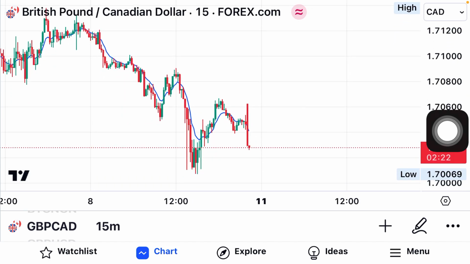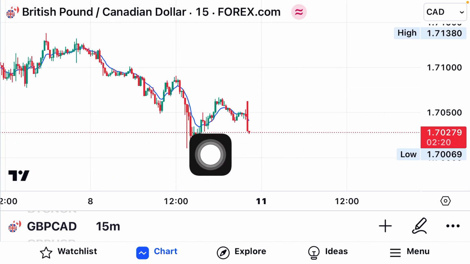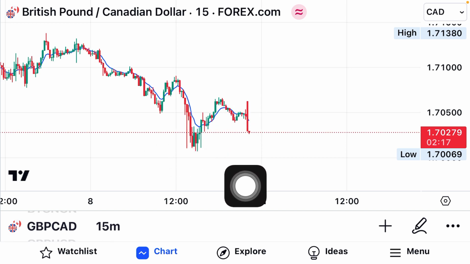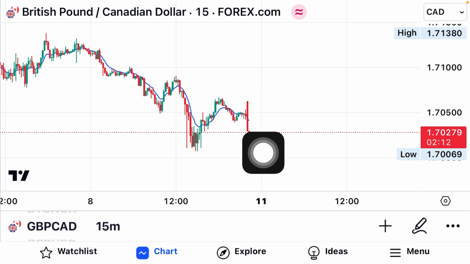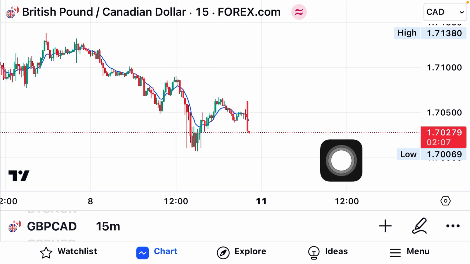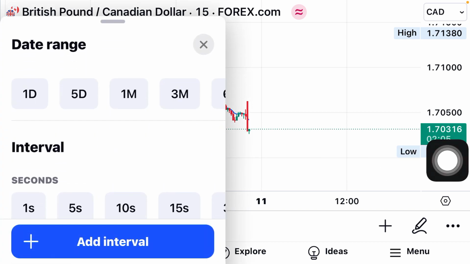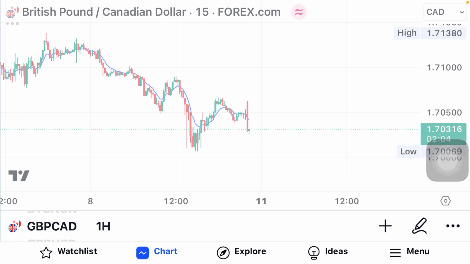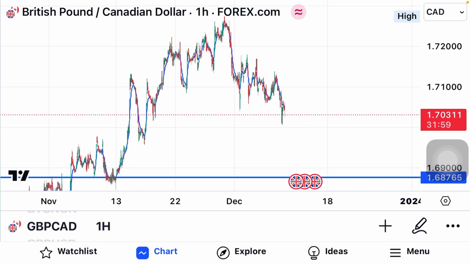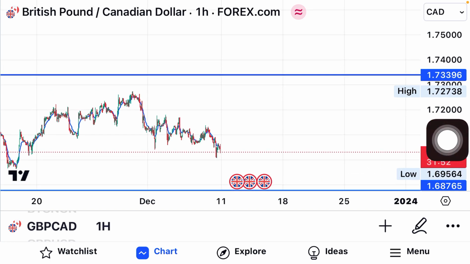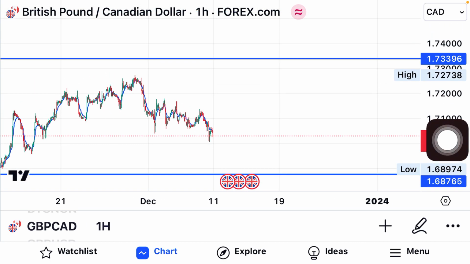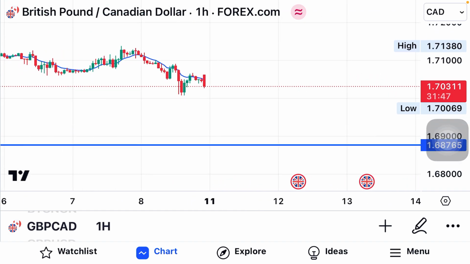So I'll be observing this market. I want this market to break below this previous low and give me a lower low, telling me that yes, the market is willing and is ready to go bearish. Then I will enter and I will go down to my 3 minutes to look for entry opportunities. You know that our target is at 1.68765, right? Now let me zoom out so you can see very well.